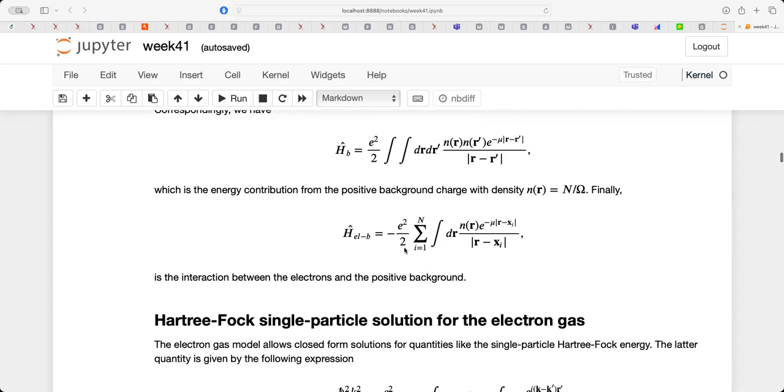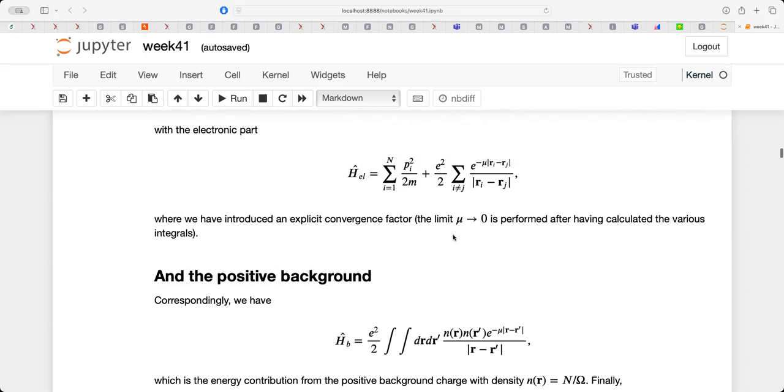And the background charge and the electrons is something which we would now sum over all the electrons. And this xi here is the position of a given electron, which then interacts with the background. And this is also a quantity. So these two quantities here, they're actually going to be cancelled by a contribution from this term here. And we are coming back to that a little bit later.